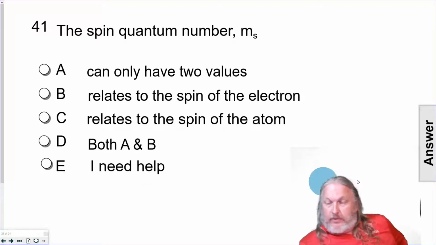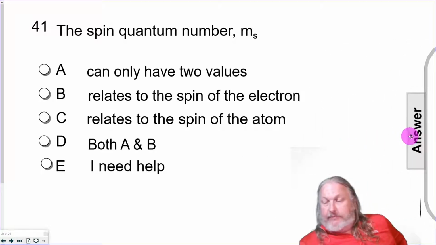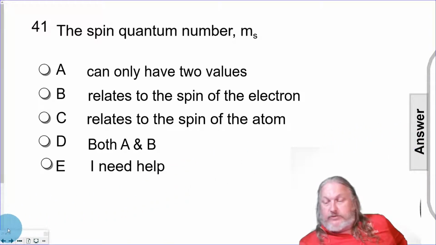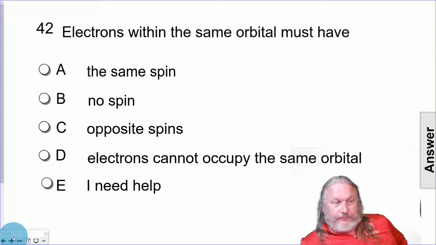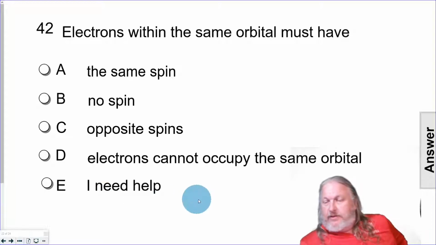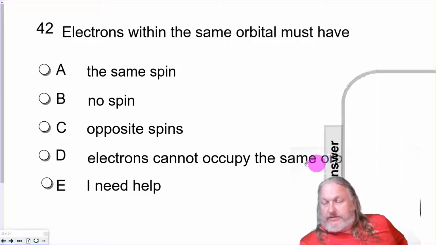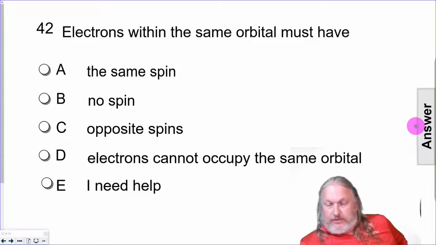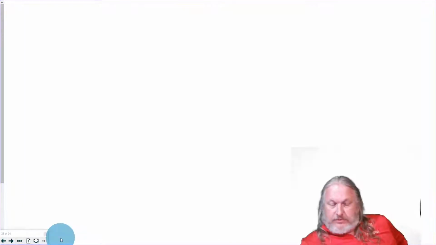So the spin quantum number ms can have how many values? Pause. Of course, the answer is D, A and B. It can only have two values, and it relates to the spin of the electron. So electrons within the same orbital must have, pause, must have C, opposite spins. They cannot have the same spin. Okay.